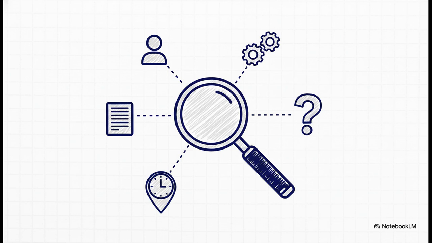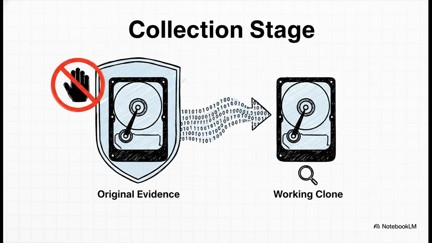All right, stage 1, identification. This is all about the investigator getting the lay of the land. They're asking those classic detective questions: the who, what, where, when, why, and how, to build an initial idea of what they're up against. Next up is collection. And you guys, this part is absolutely crucial. The number one rule in digital forensics is you never work on the original evidence. Ever. Instead, you make a perfect bit-for-bit clone of it. This keeps the original crime scene completely untouched.